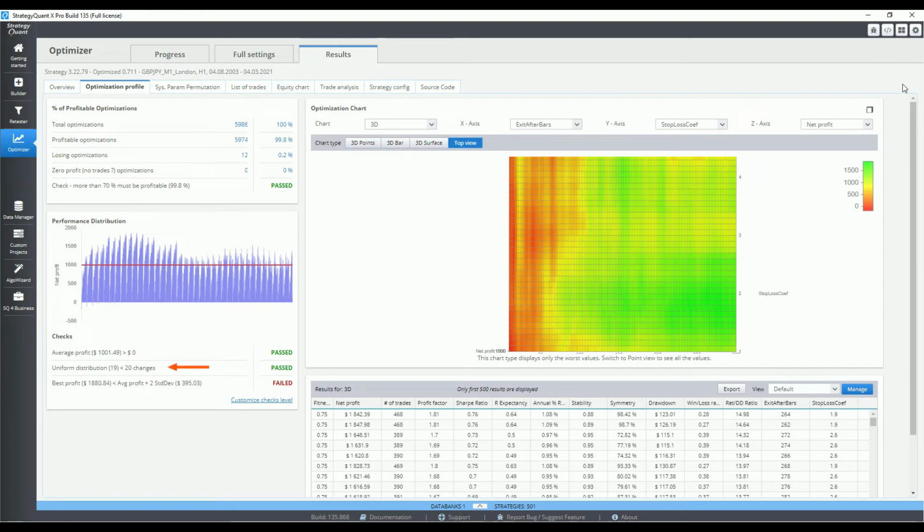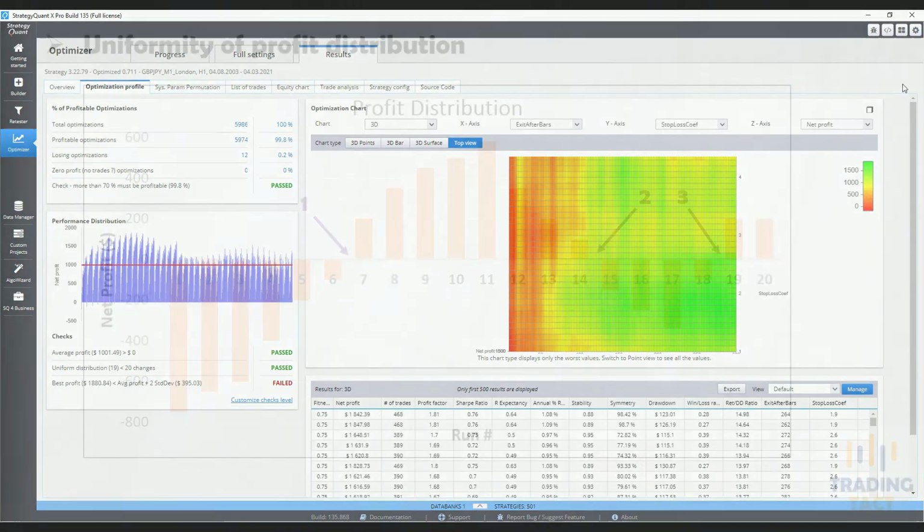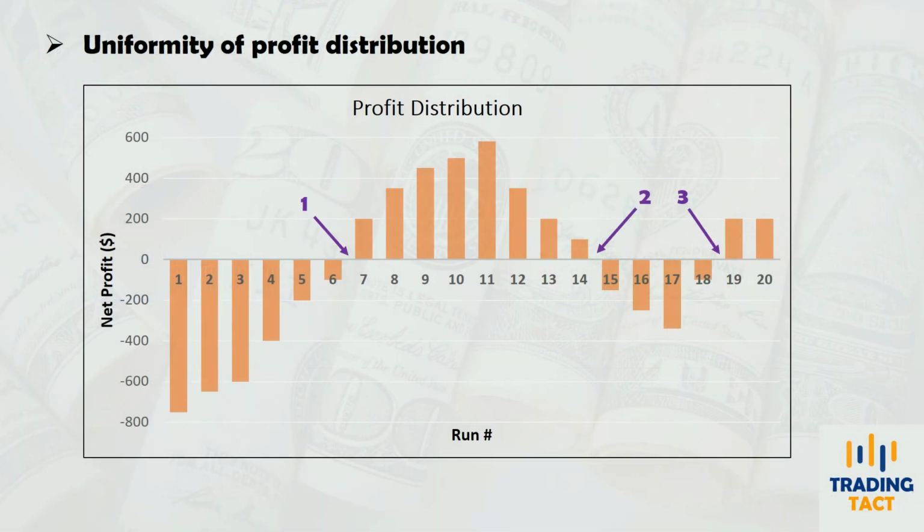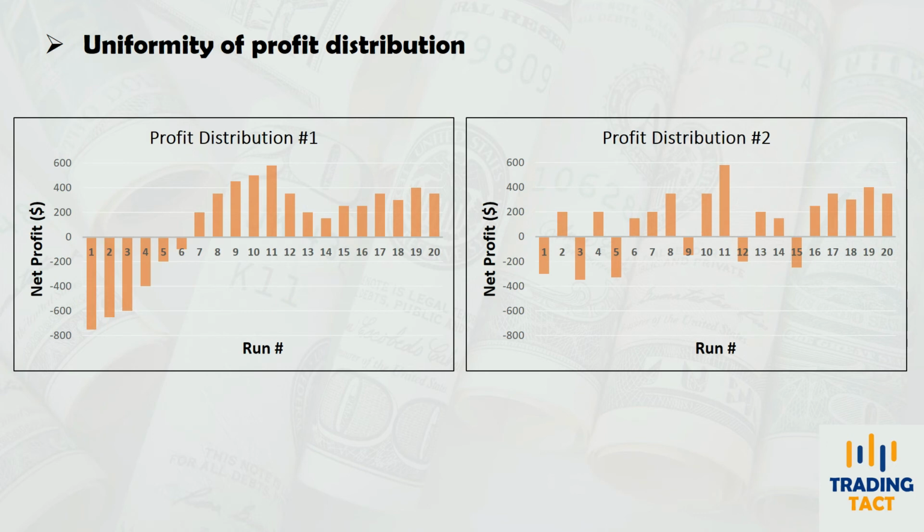The uniformity of profit distribution counts how many times your profit flipped from positive to negative, or negative to positive. For example, in the sample distribution below, this happened 3 times. You want a small flip count, indicating your parameters are stable. This is related to the percentage of profitable optimizations, although the same percentage can produce distributions of different uniformities. Both profit distributions 1 and 2 above have 14 profitable runs. But distribution 2 has 11 flips, while distribution 1 has only 1.